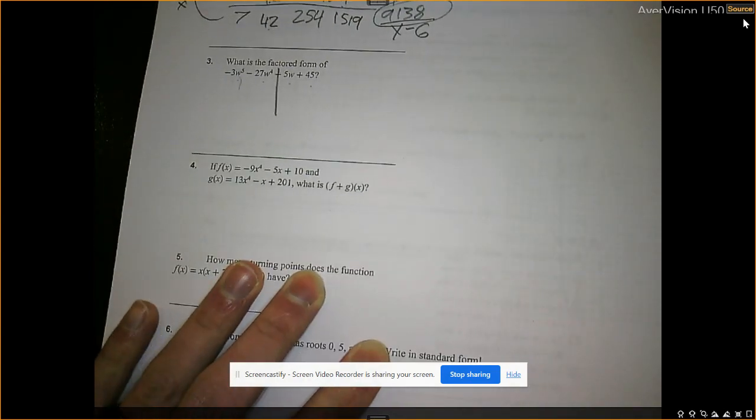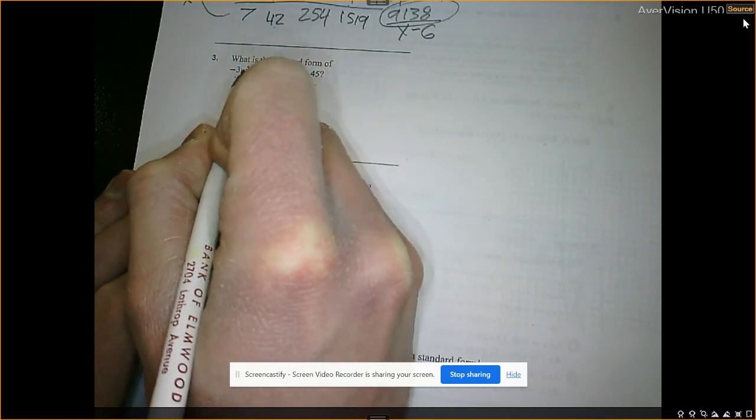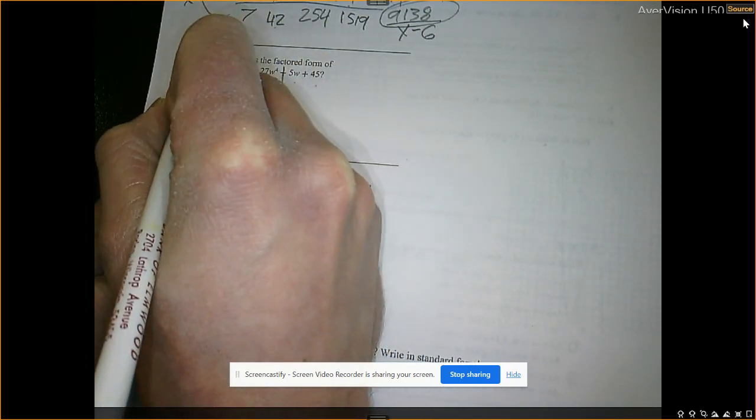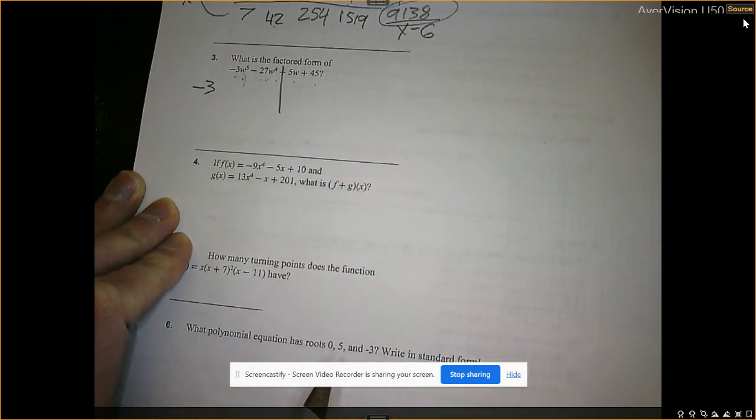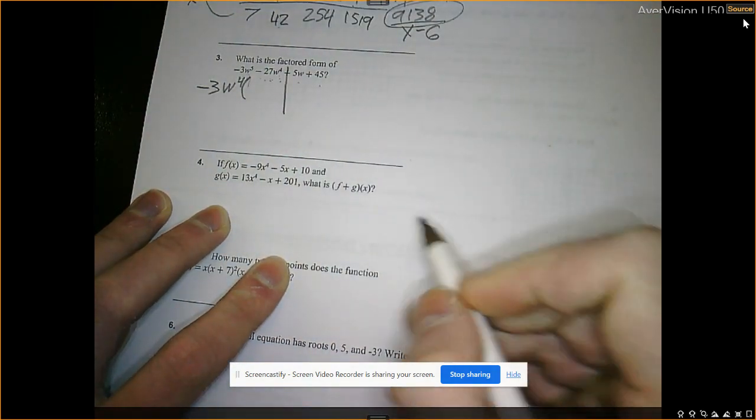Let's try to get this a little bit zoomed in for you. Okay, so I draw a line down the middle and I'm saying, what can I divide out of both negative 3w to the 5th and negative 27w to the 4th? Both negative 3 and negative 27 are divisible by negative 3, so I'm going to pull out a negative 3. And not only that, they both have at least w to the 4th, so I'm taking out negative 3w to the 4th. Now when I take that negative 3w to the 4th out of negative 3w to the 5th, I'm left with just a w.